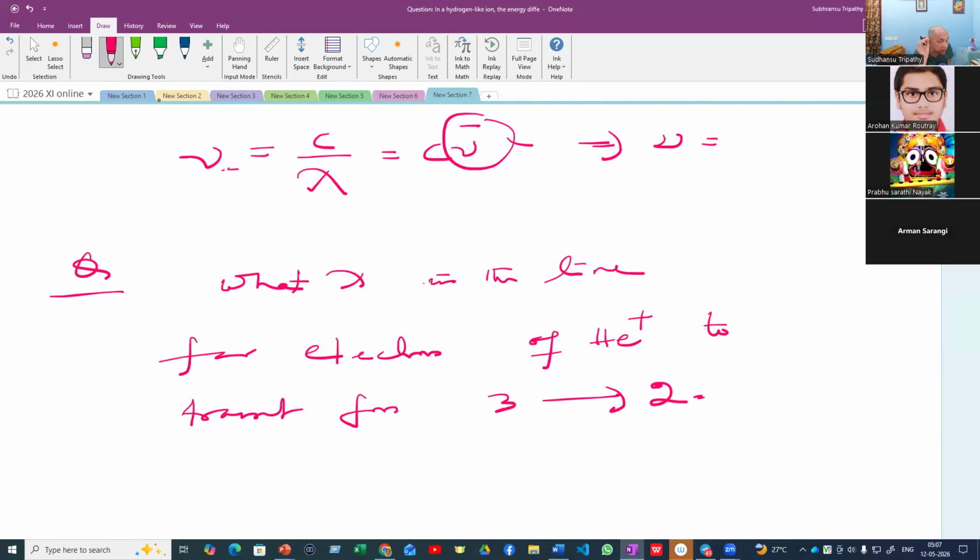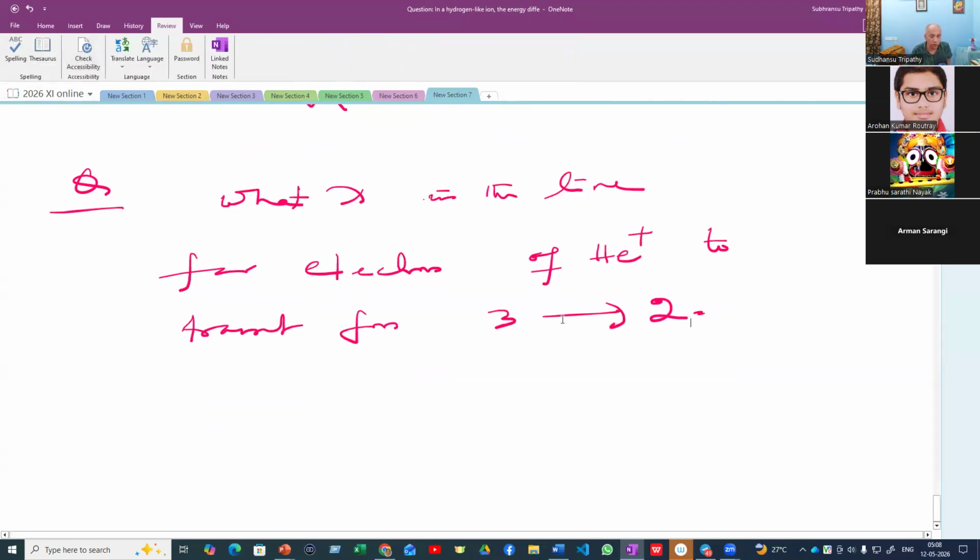So far, we have been doing the hydrogen spectrum. But as I told you, Bohr theory is not only applicable to hydrogen, but also to other one-electron species like He plus, like Li2 plus, like Be3 plus. So we can only change Z. The Z square term is there. So we make it 2 square.